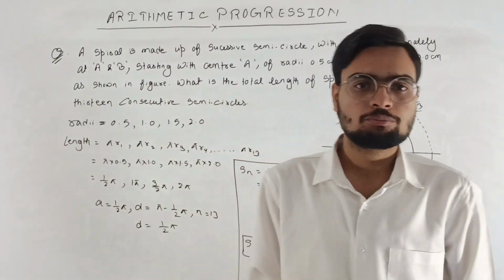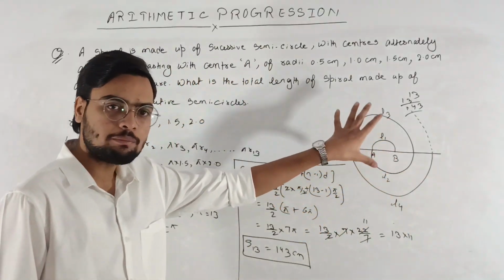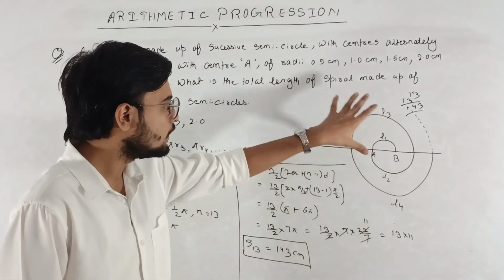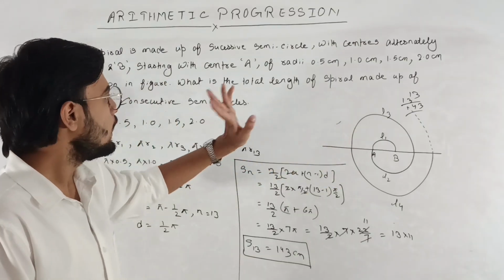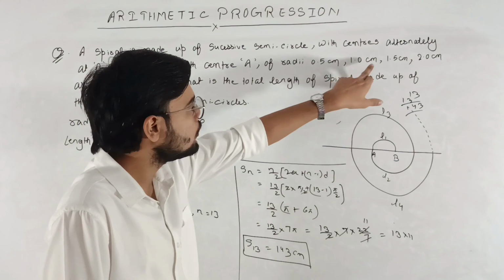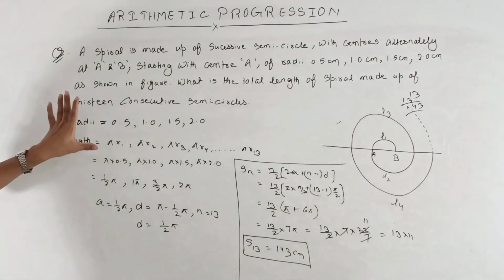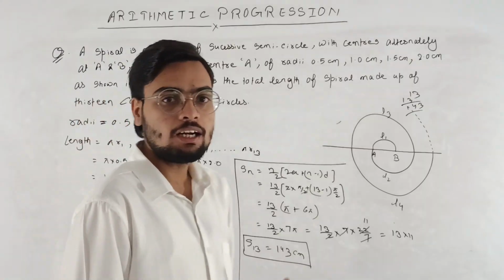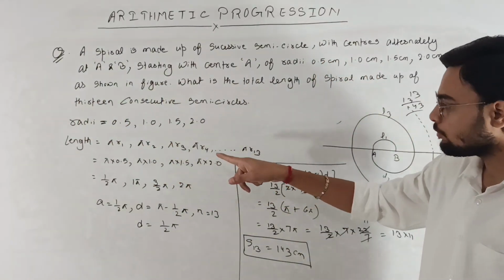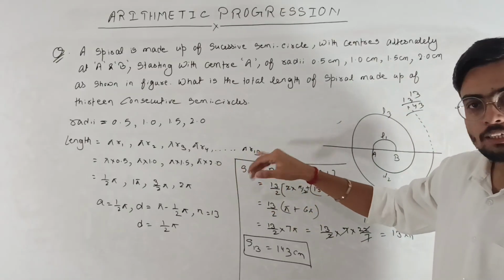We have a spiral which is made up of 13 consecutive semicircles, and we have to find the length of the spiral required to make these 13 semicircles. The radii of the first 4 semicircles are given, which are 0.5, 1.0, 1.5 and 2.0. So first I write what is given. I write the radii, then I find the lengths of these 4. So the lengths are pi r1, pi r2, pi r3, pi r4, and how many semicircles do we have? We have 13 semicircles, so up to pi r13.